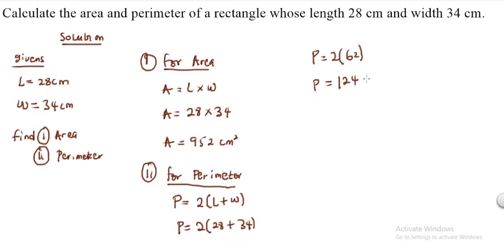Now the unit is simply the same thing as the unit of the length. So this will be centimeter here. So that's how to find the perimeter and the area of a rectangle.